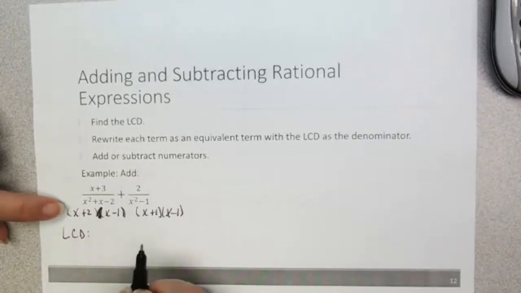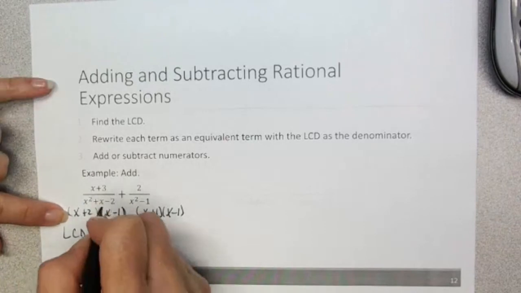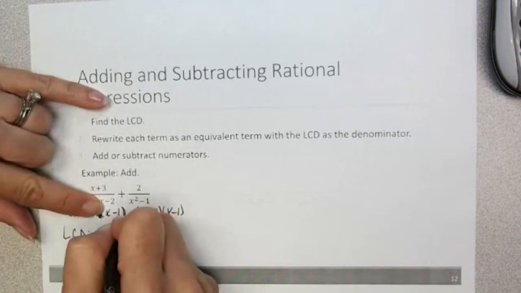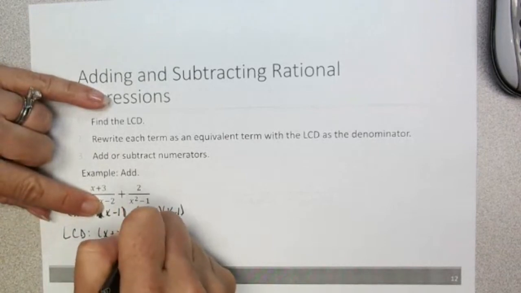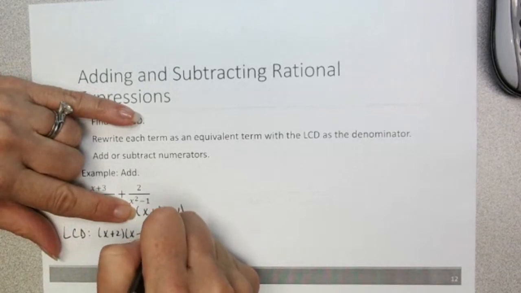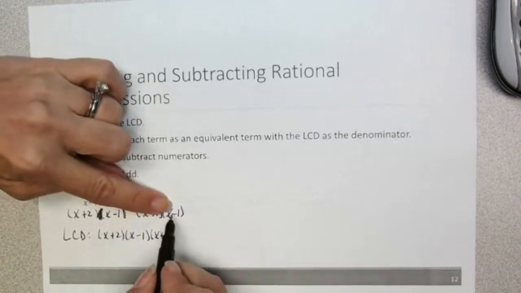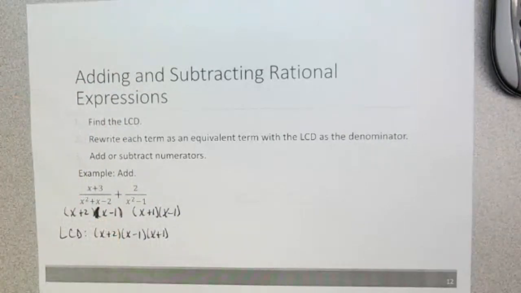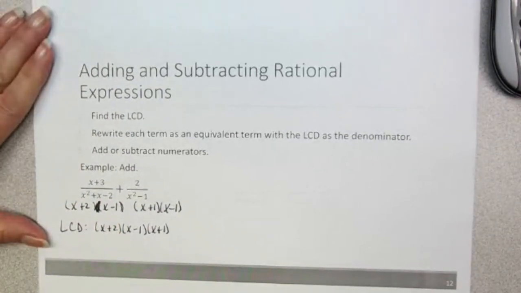All right, let's find our least common denominator. First I've got the x plus 2 factor. It's the first one I see. There's an x minus 1, so let's add that. There's an x plus 1. I don't have that yet, so let's add that. There's one more, an x minus 1, but I already have an x minus 1, so I do not need to add that one. So there's my least common denominator.